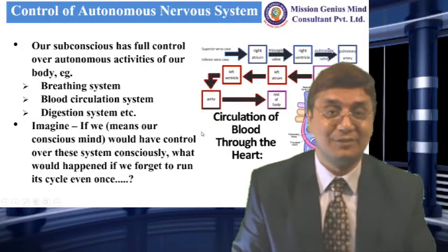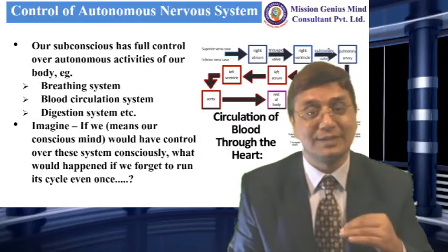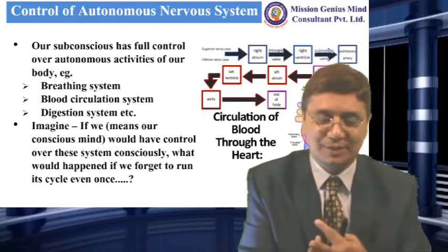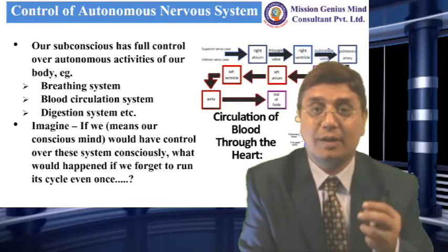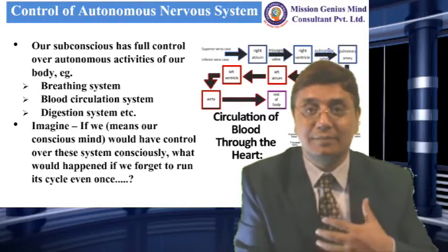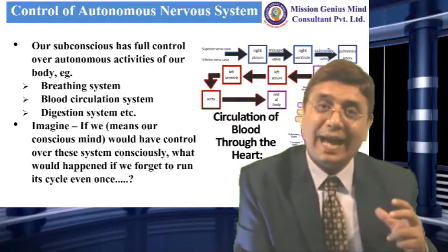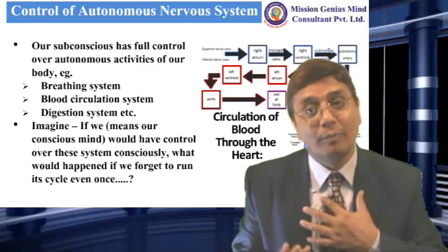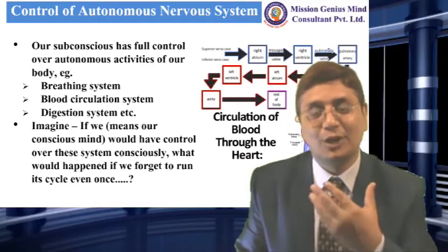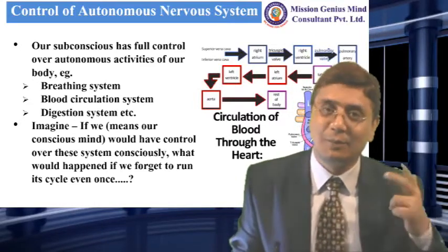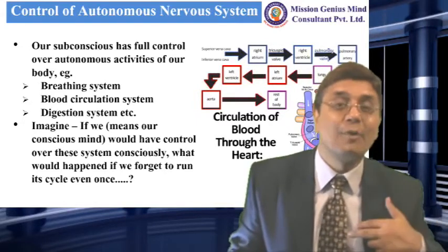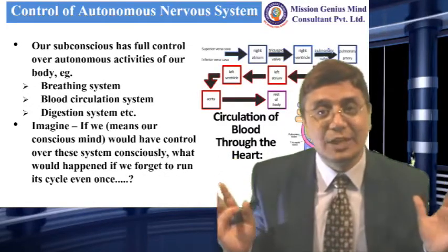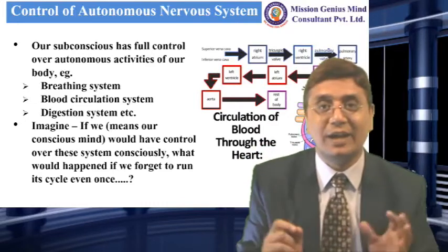Similarly, the control of the autonomous nervous system, all our body parts, is controlled by the subconscious mind. All the breathing system, all the blood circulation, the digestion system, is all controlled by the subconscious mind. If we had to do breathing by our conscious mind, let's say while talking to you, if I just forget to breathe, I'm gone. So it does not happen because your subconscious mind is so capable that even while talking to you, even while listening, doing everything, the breathing continues without any problem.